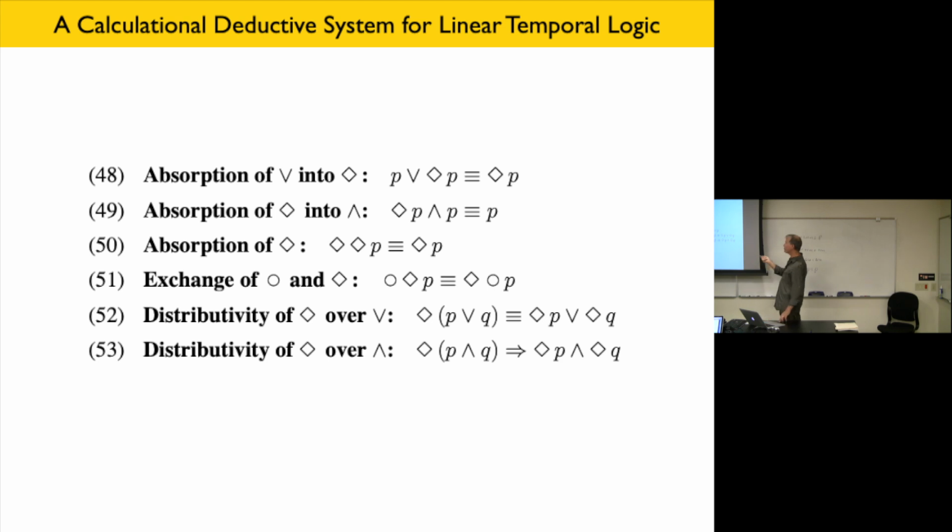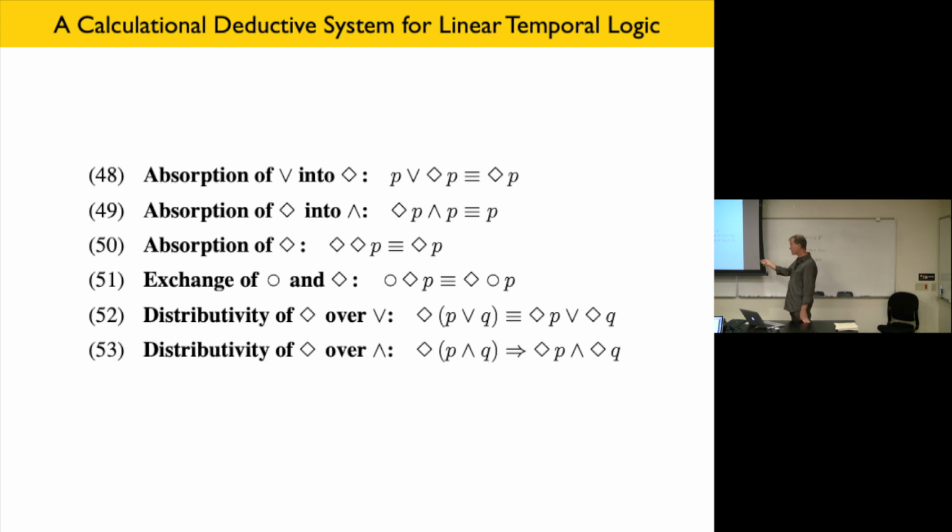And here, what can you exchange? See, next is really nice. You can exchange next and eventually. And furthermore, eventually distributes over or with equivalence, but eventually distributes over conjunction with implication. Does that make sense? In other words, if you have eventually P and Q, if eventually they're both going to be true at some state in the future, then that means you've got to have eventually P, and you've got to have eventually Q.